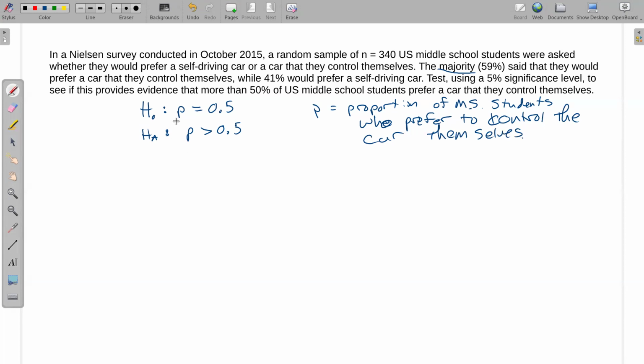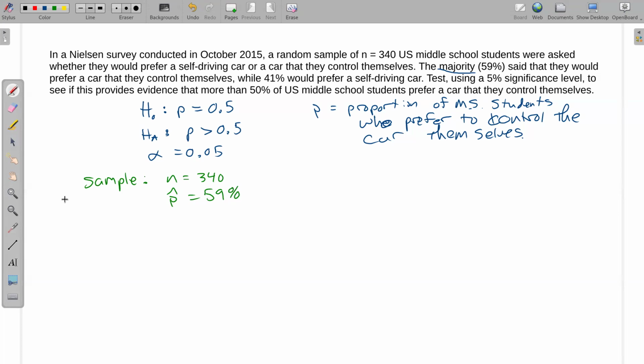All right, and then we're told to use a significance level alpha of 5%. Then we need to compare that to the sample statistics. So what does the sample tell us here? As far as the sample goes, our statistics are the sample size of 340, and then we also have p hat of 59% said they'd prefer to control the car themselves.